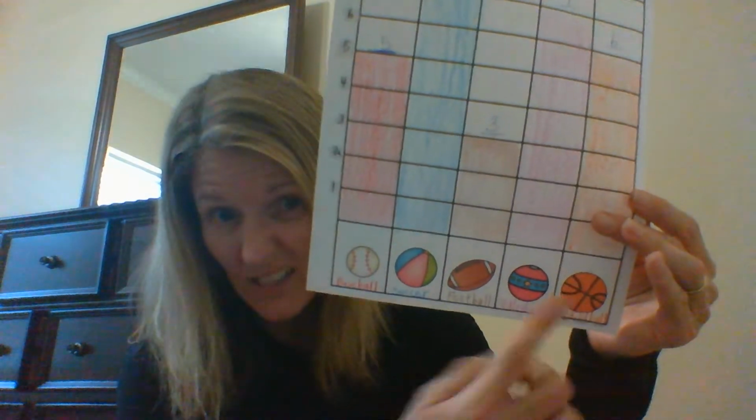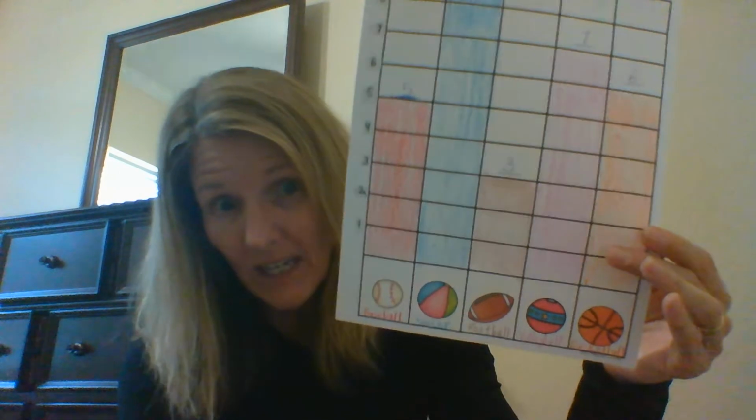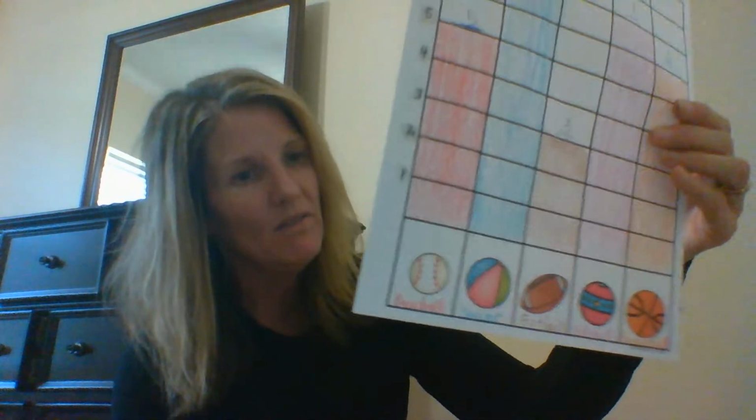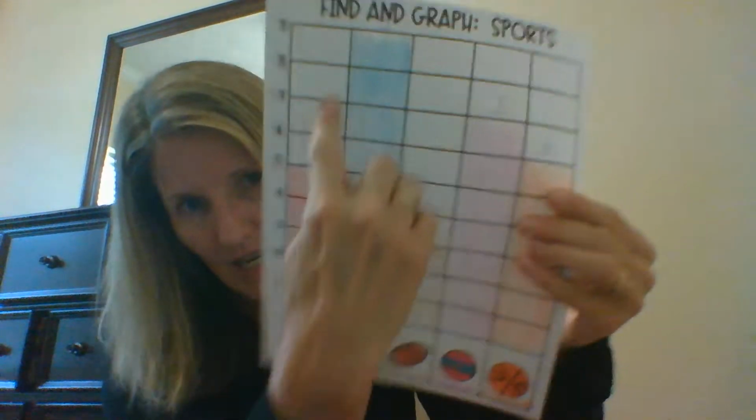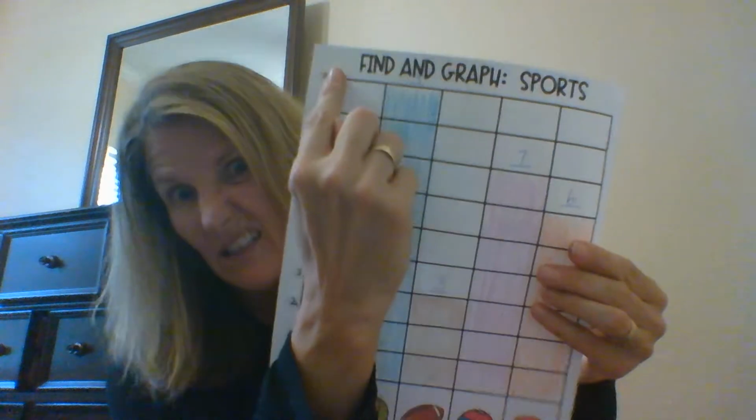But what about sports? Are these the sports that are offered at the school? Is it our favorite sports? So it's okay to title your graph sports, but you might want to make it more specific, like our favorite sports, so we know just what we're asking. So that's what we're going to pretend. We're going to pretend it says our favorite sports.